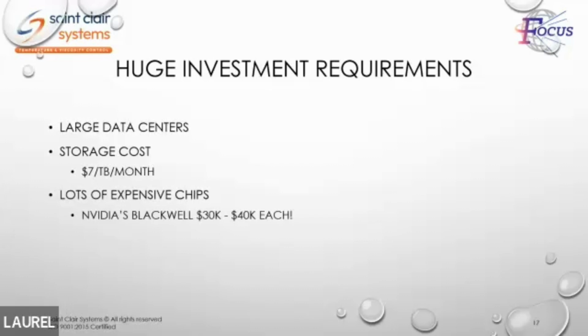To process all this data takes a lot of expensive chips. Right now, NVIDIA's Blackwell series is running anywhere between $30,000 and $40,000 a chip. That's a handful of cash right there for a pretty small chip, by the way.